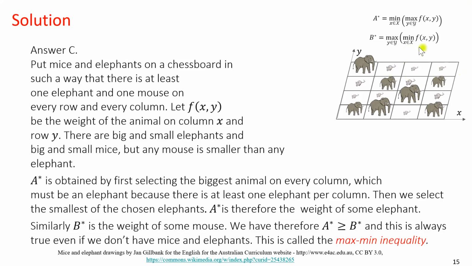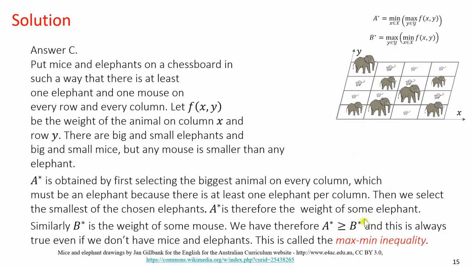Conversely, if I change the order, I start by fixing y, for example, here, y gives me this row here, and I look for the mean. I pick the smallest weight, well, it's certainly a mouse, and then I take the largest of the mice here. So B, through the first operation, gives me always a mouse, and I take the max of the mice, it's always a mouse here, whereas A always returns an elephant. So at least in this example, A star will always be larger than or equal to B star.